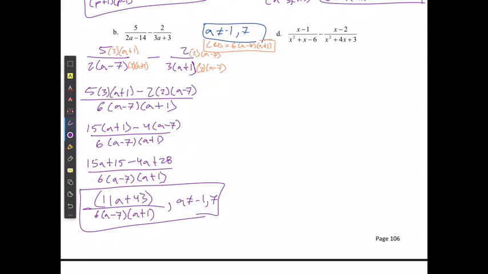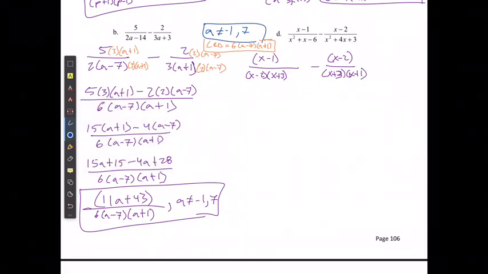For example D, I'm going to start by factoring the denominators once again. So I have x minus 1, well that can't be factored on the top, all divided by (x minus 2)(x plus 3). I'm going to subtract from that the x minus 2, which can't be factored, but on the bottom, (x plus 3)(x plus 1). X in this case cannot equal positive 2, negative 3, or negative 1.